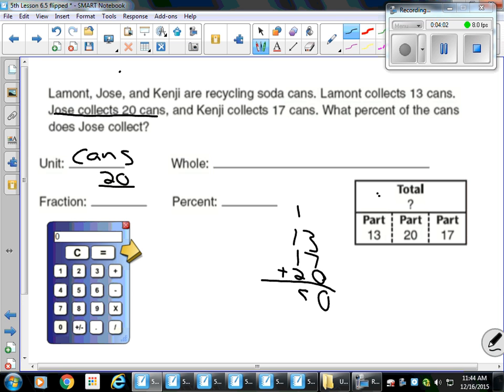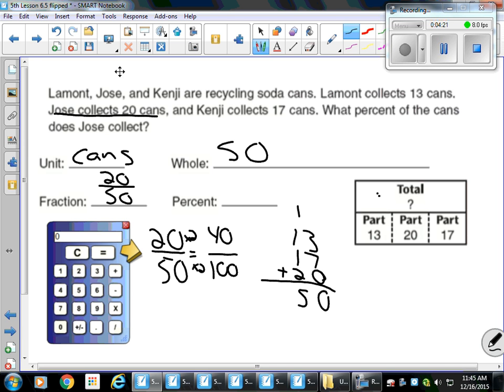Gives me 50. So that means 50 is my fraction. 50 is my whole. What's my percent? I have a calculator here, but I don't even have to use it, because 20 over 50, just going back to my earlier problems, I'm putting this into 100. Times 2 times 2 gives me 40 over 100, which would be 0.40, which would be 40%. Let's look at another problem here.